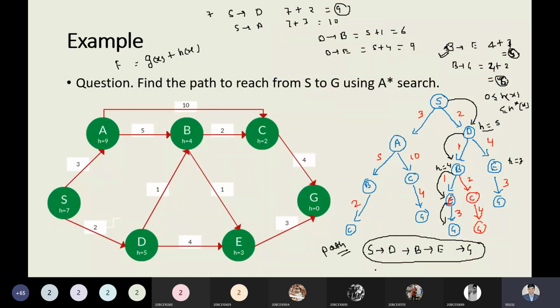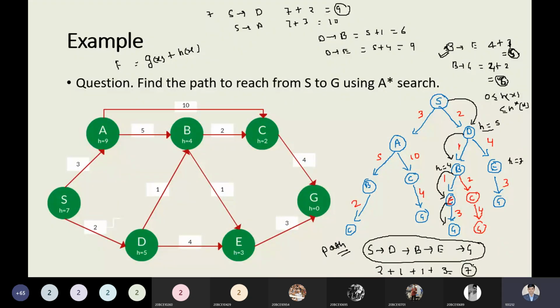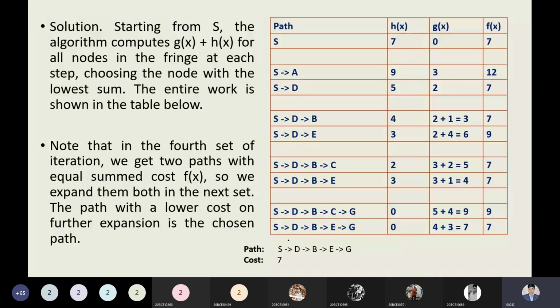S to D we are covering 2, D to B we are covering 1, B to E we are covering 1, and here ultimately E to G we are getting 3. So the total cost we are getting is 7. So this is the cost we are getting. Now this is our solution, and I have explained it over here. The same cost we are getting. So this is our simple solution, and this is just an idea about the A star algorithm, and this is the most important algorithm. Please keep it in mind.